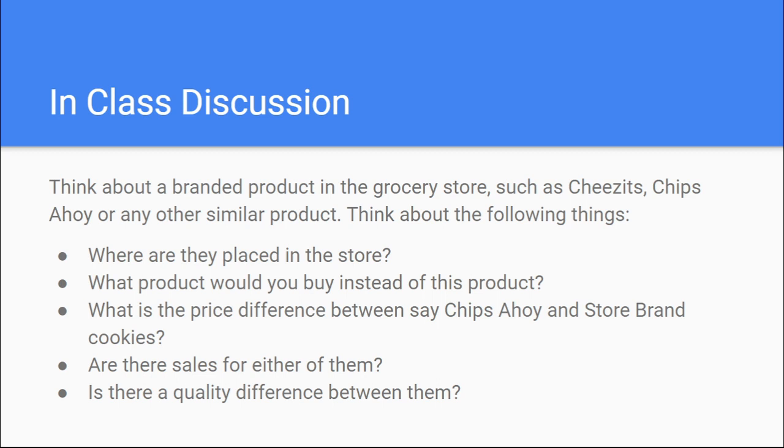into market research on this, which is thinking about where are they placed in the store, what product would you buy instead of this product, what is the price difference between, say, Chips Ahoy and this store brand or not, as prestigious brands, or whatever brand you think is the one that you are most likely to buy. And are there any sales for either of these items or any of the competing or substitute items? And if so, do you perceive or notice a quality difference between them?